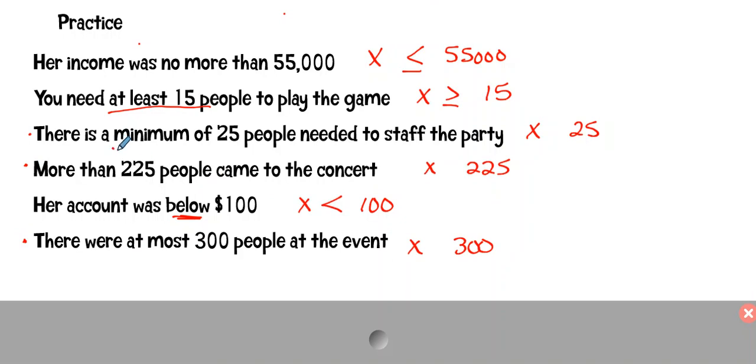All right, so there was a minimum of 25 people. Minimum means I have to have that amount or more. So that was the greater than or equal to. It could have been 25. Okay, more than 225, more. And it couldn't be exactly 225. It was more. And then there were at least 300. At least, so that means there could have been more. All right, so if need be, go back and check the reference sheet that you have.